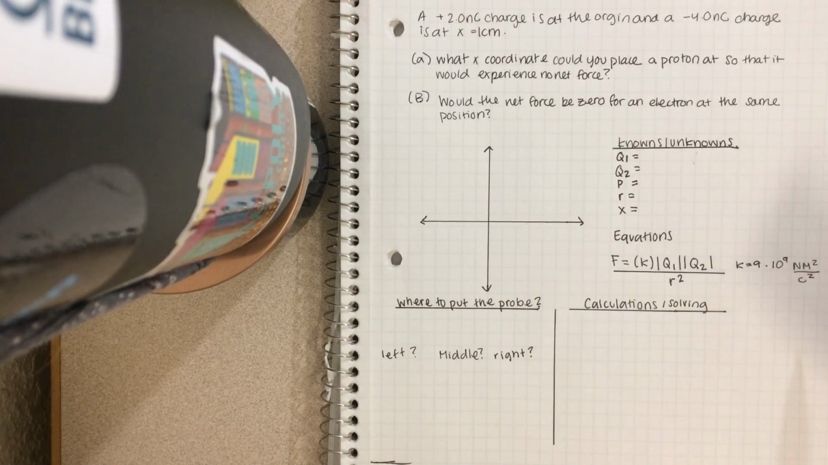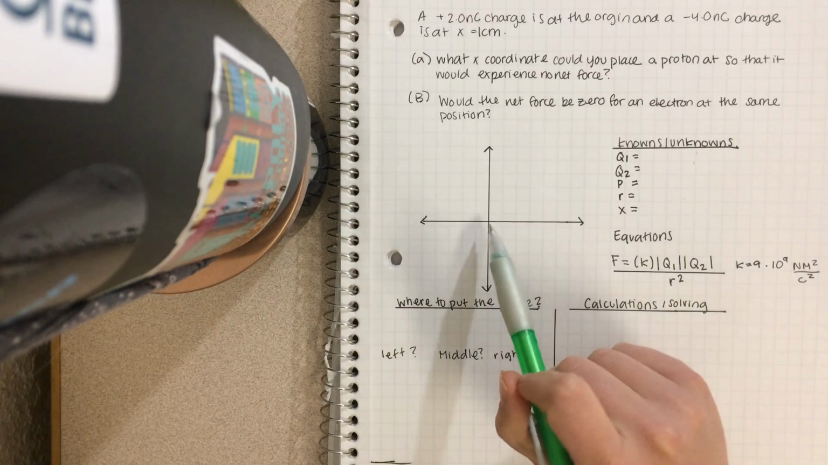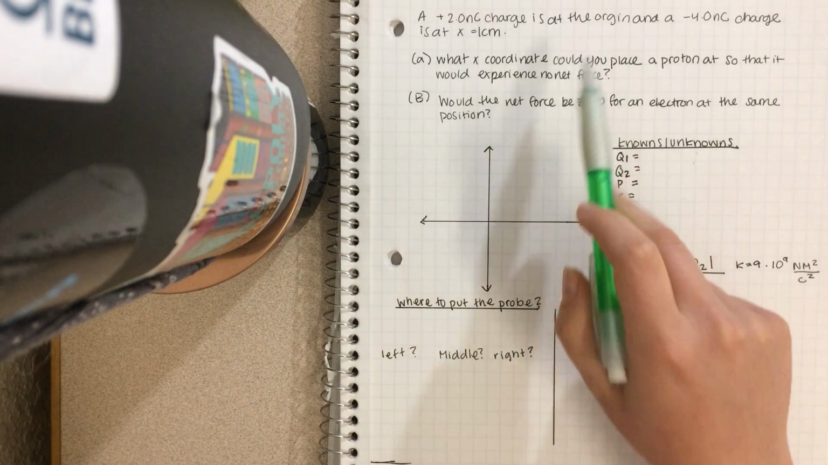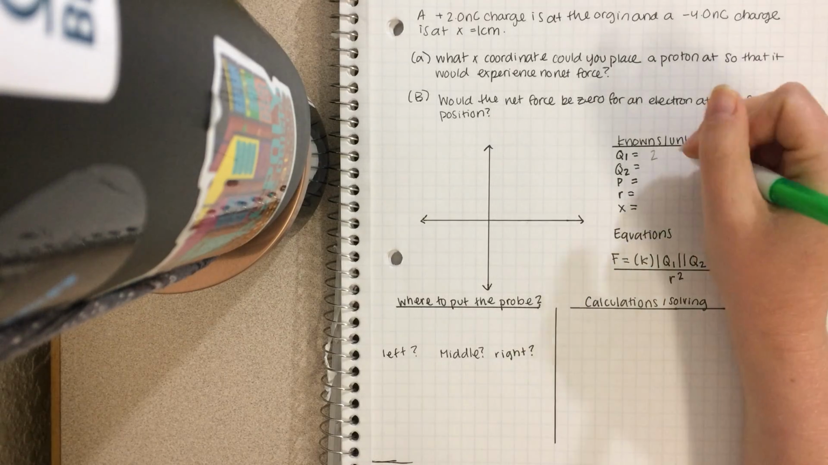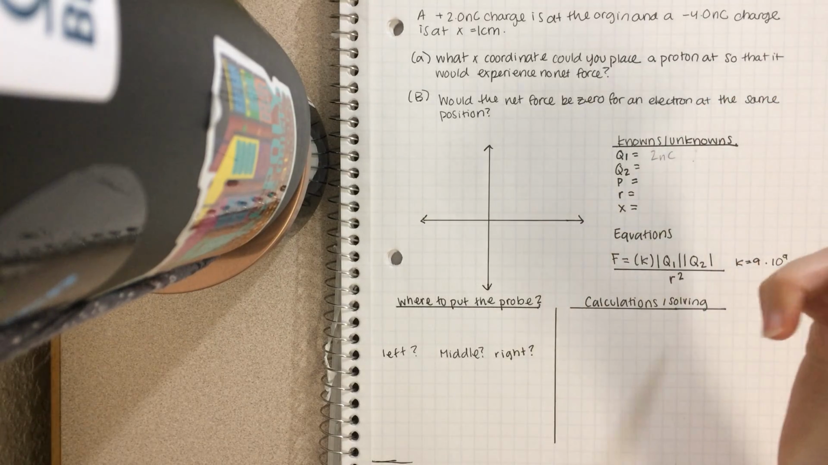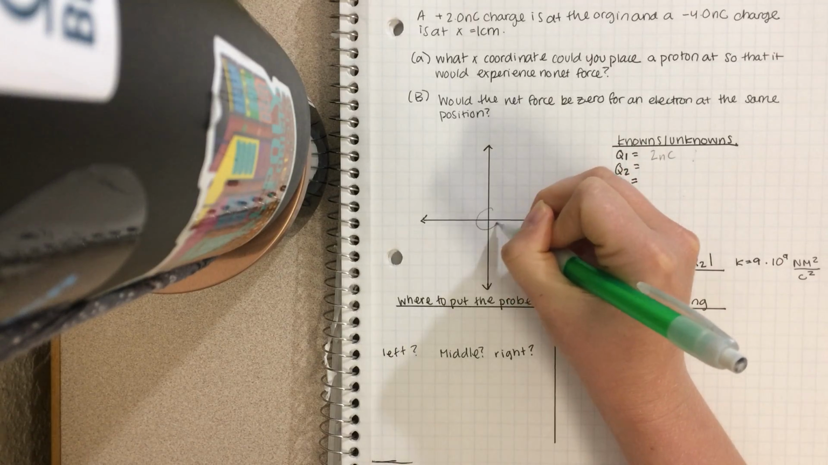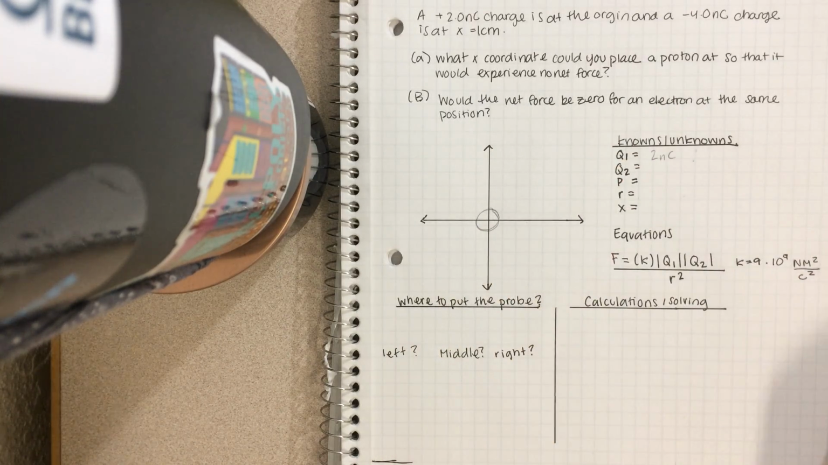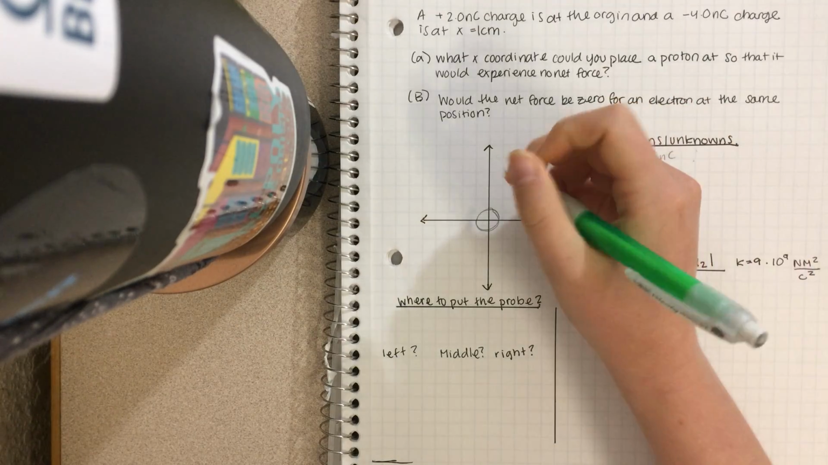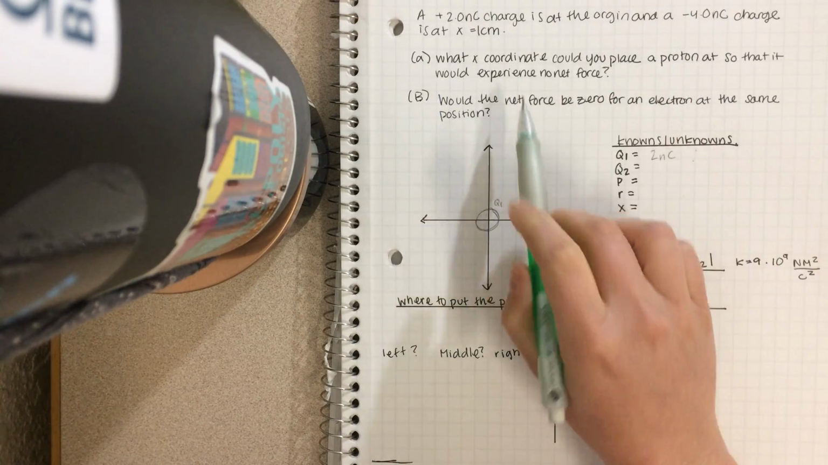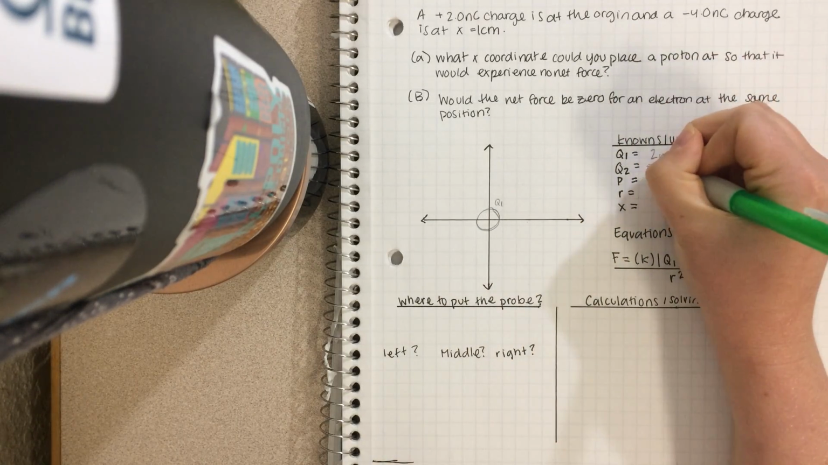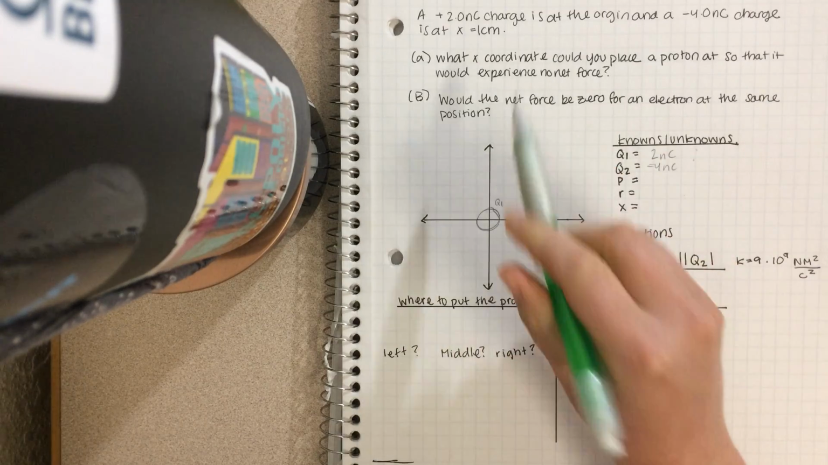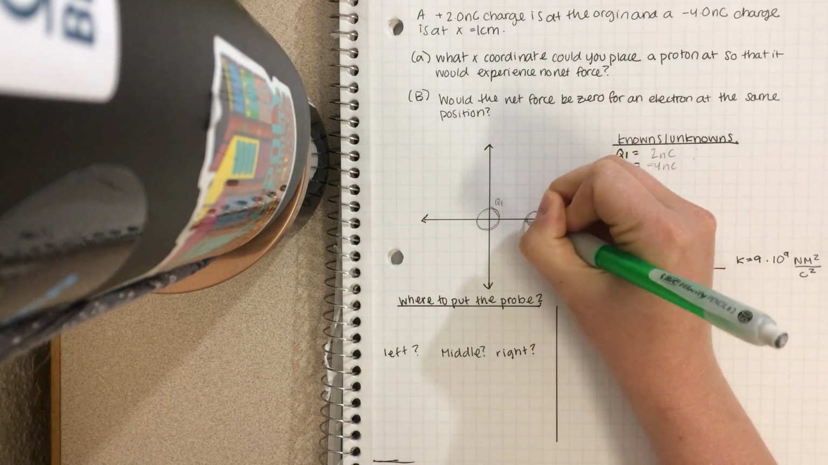So I already drew out a couple of things that we're going to need to go through just to save some time. First we're going to look at the graph and plot our coordinates. We were given charge 1 is 2 nanocoulombs, and it's at the origin. And then charge 2, or Q2, is negative 4 nanocoulombs, and it's at x equals 1 centimeter.